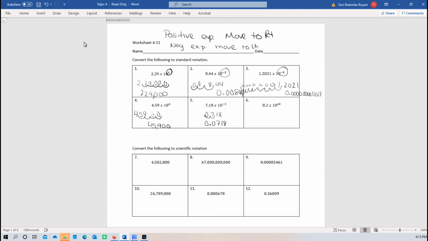This one is more than 1, so my number needs to be more than 1. So I got to move that decimal point to the right, because if I move it to the left, it will be less than 1. I'm going to have 9 zeros. So that's 82 billion.